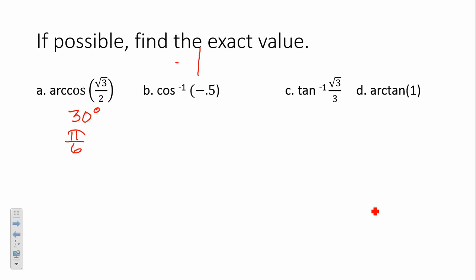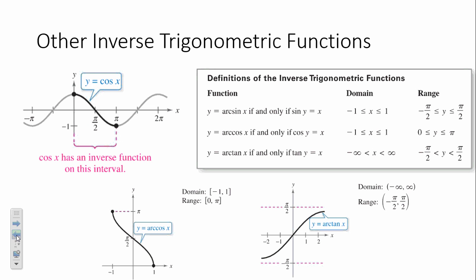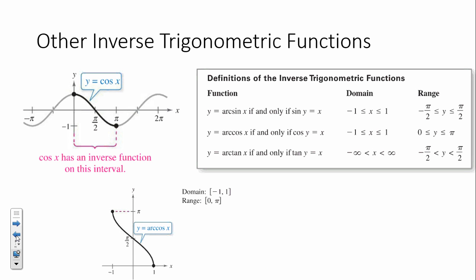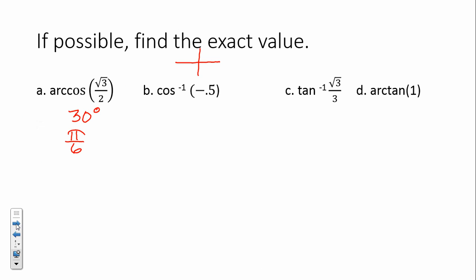So where was cosine restricted? Sine and tangent were between negative 90 and 90, right? Where's cosine restricted? Let's go back and find out. What did we restrict the cosine to have for a range? 0 and pi. So somewhere between 0 and pi, we want to know where we are going to get a half.